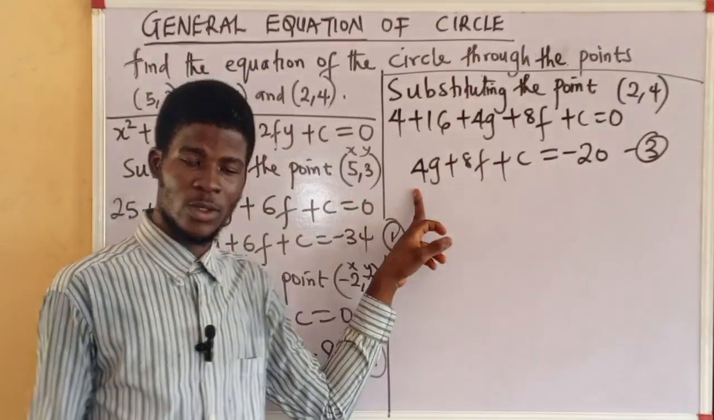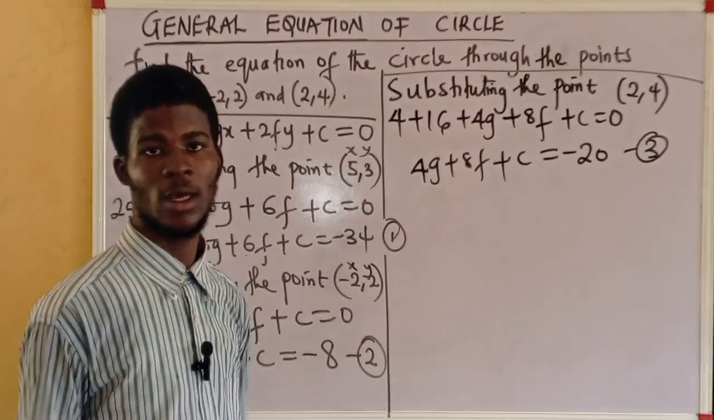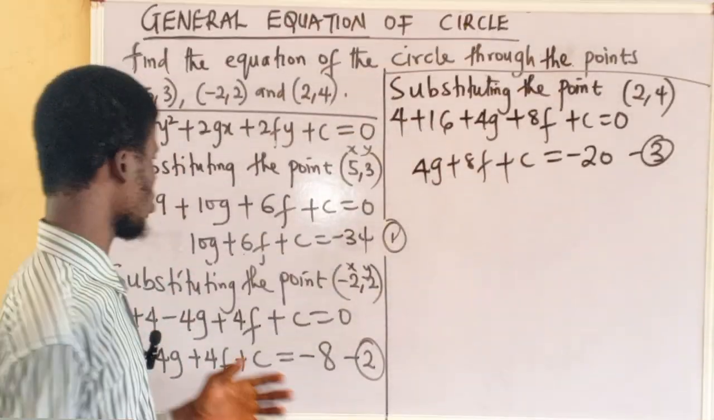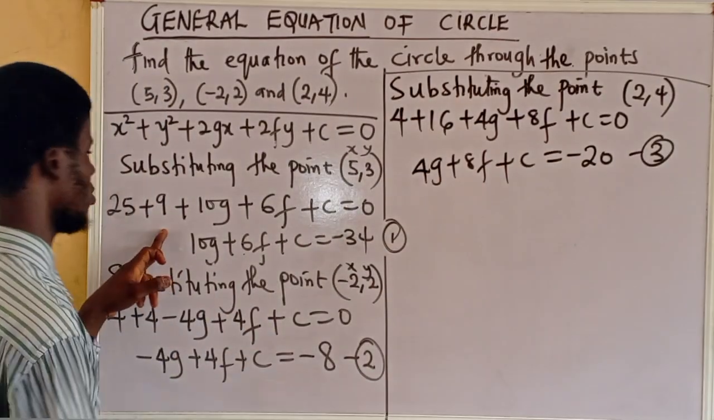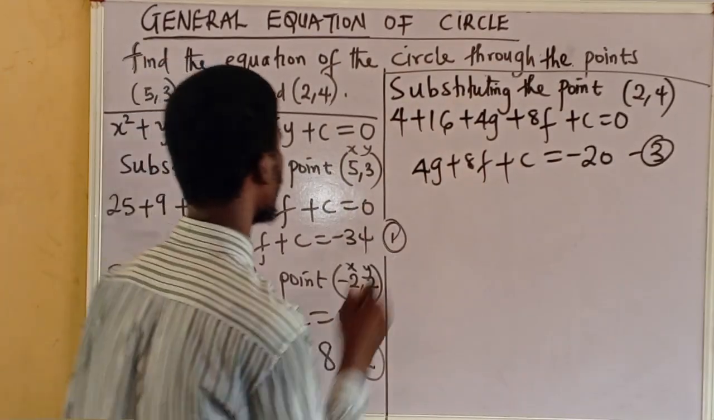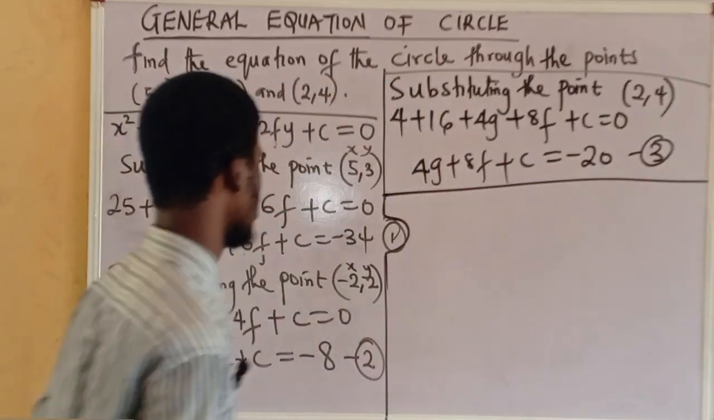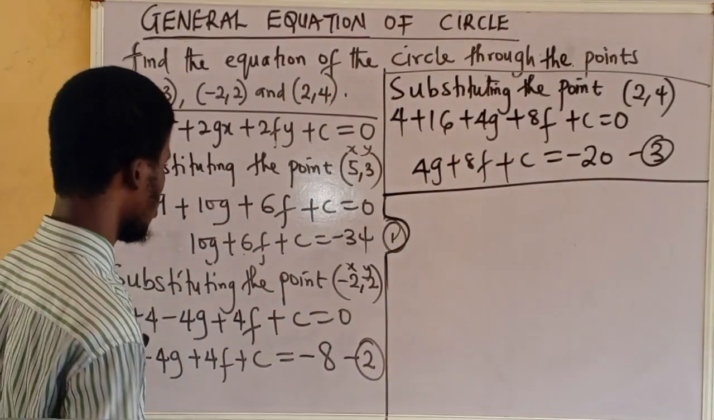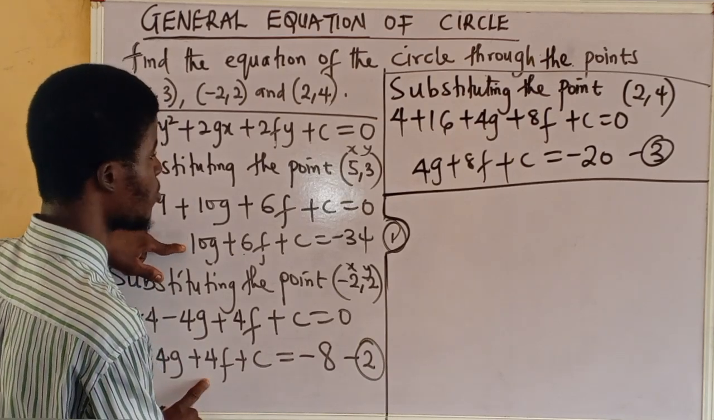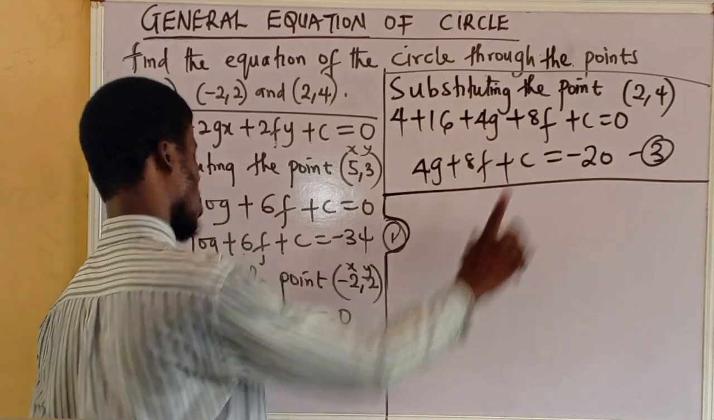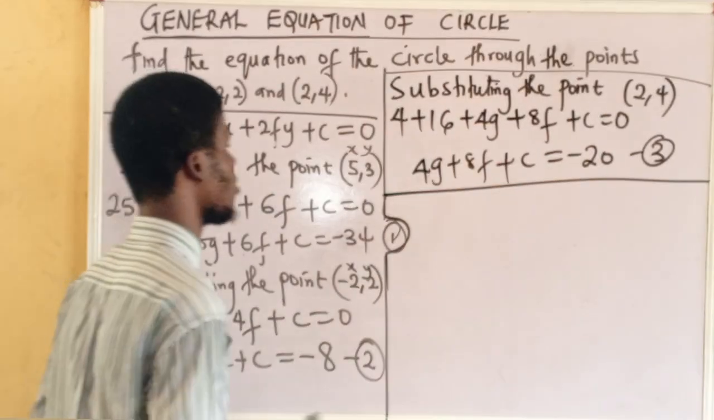So what we have to do now is to determine the values of g, f, and c. That's all. How do we solve this system of 3 equations now? We have equations 1, 2, and 3. Let's solve it this way. See what we're going to do. I'm going to say, let's say equation 1 minus equation 2, equation 3 minus equation 2. I'll have 2 equations. This is it.